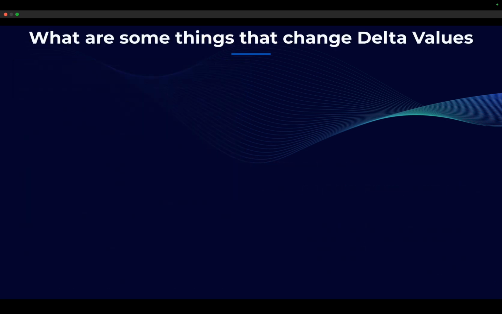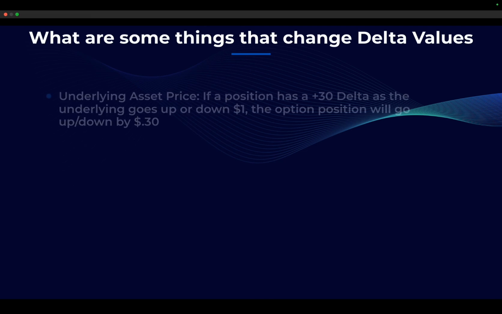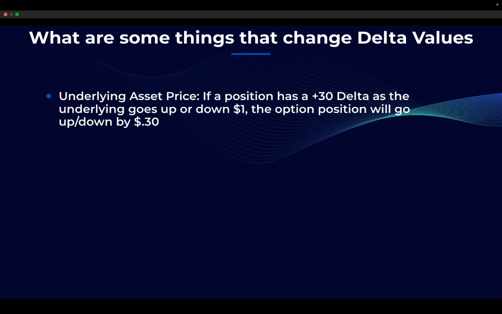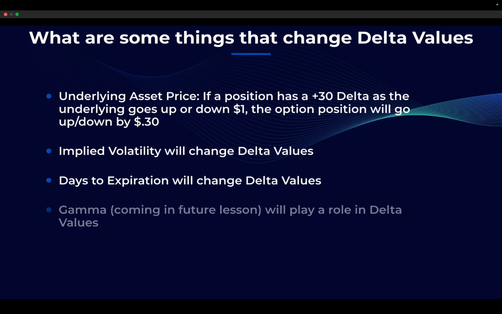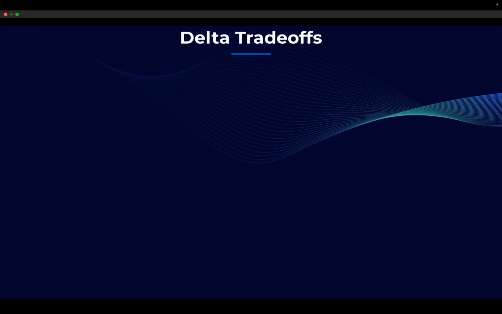So what are some of the things that might change delta values? Well, the underlying asset price is probably the biggest one. If a position has a positive 30 delta, as the underlying goes up or down by $1, the option position will go up or down by 30 cents. Implied volatility will change delta values. The days to expiration will change delta values. Gamma, which is the fourth Greek we're going to look at in this series, will also change delta values.